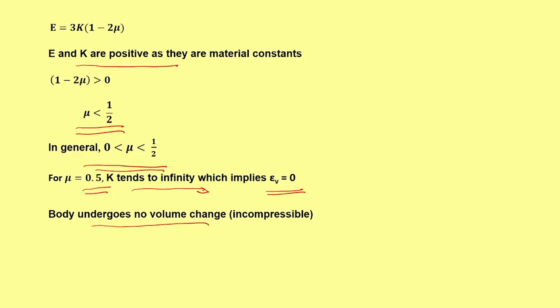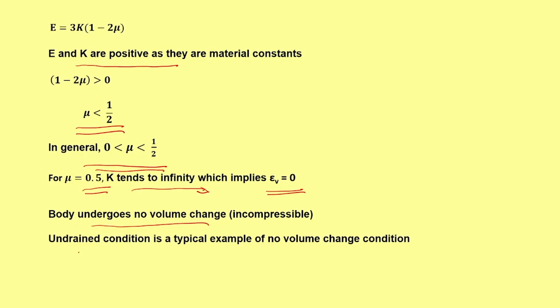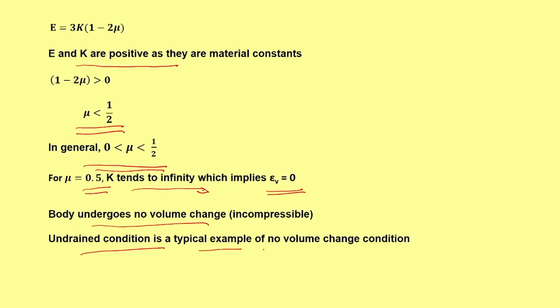This definition has got some meaning in soil mechanics as well. So, undrained condition, we will be discussing drained and undrained conditions in detail, but since this is an undergraduate portion, all of you will be knowing what is meant by an undrained condition, loading under undrained condition. So, what happens during undrained condition? You are not allowing the water to move out of the soil during loading. So, in that case, it is a typical case of no volume change.